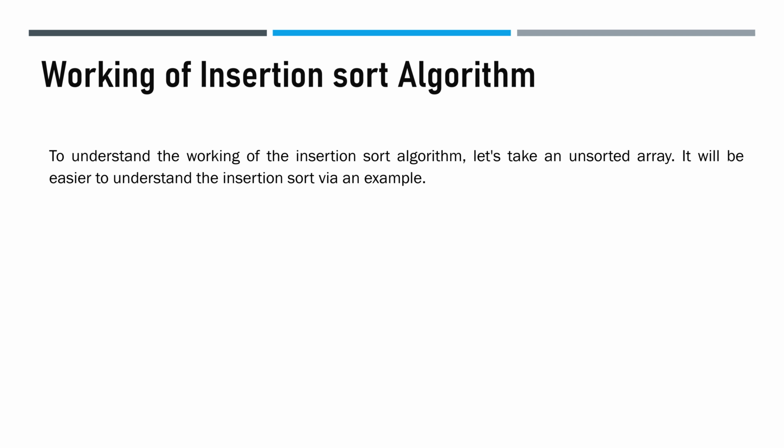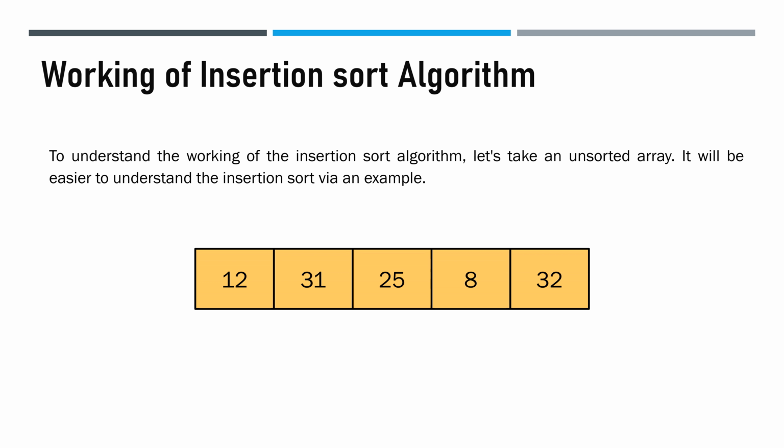Now let's see the working of the insertion sort algorithm. To understand the working of insertion sort algorithm, let's take an unsorted array. It will help us understand the insertion sort easily. We have taken this unsorted array. Next, we will check the first two elements. If the two elements are in ascending order, we'll keep the first element at the same position. Next, we'll check the next two elements. If the two elements are not in sorted manner, we will swap the two elements.